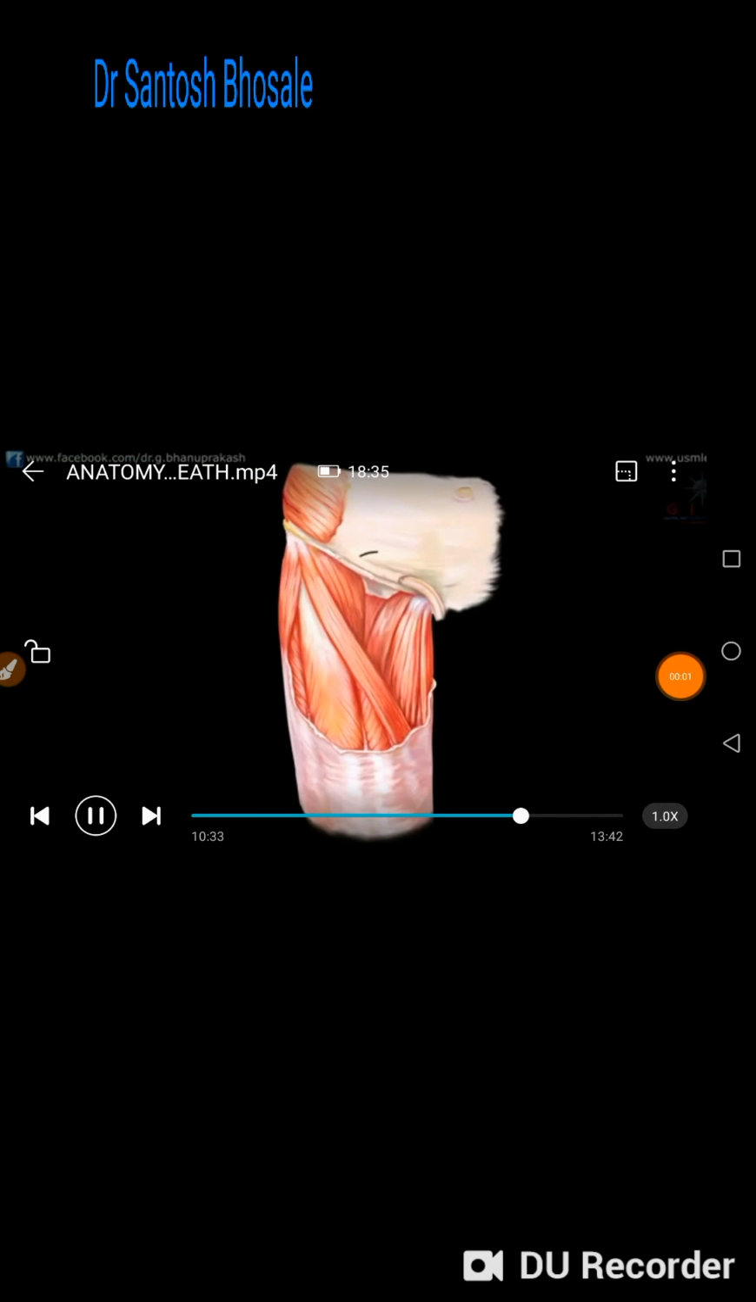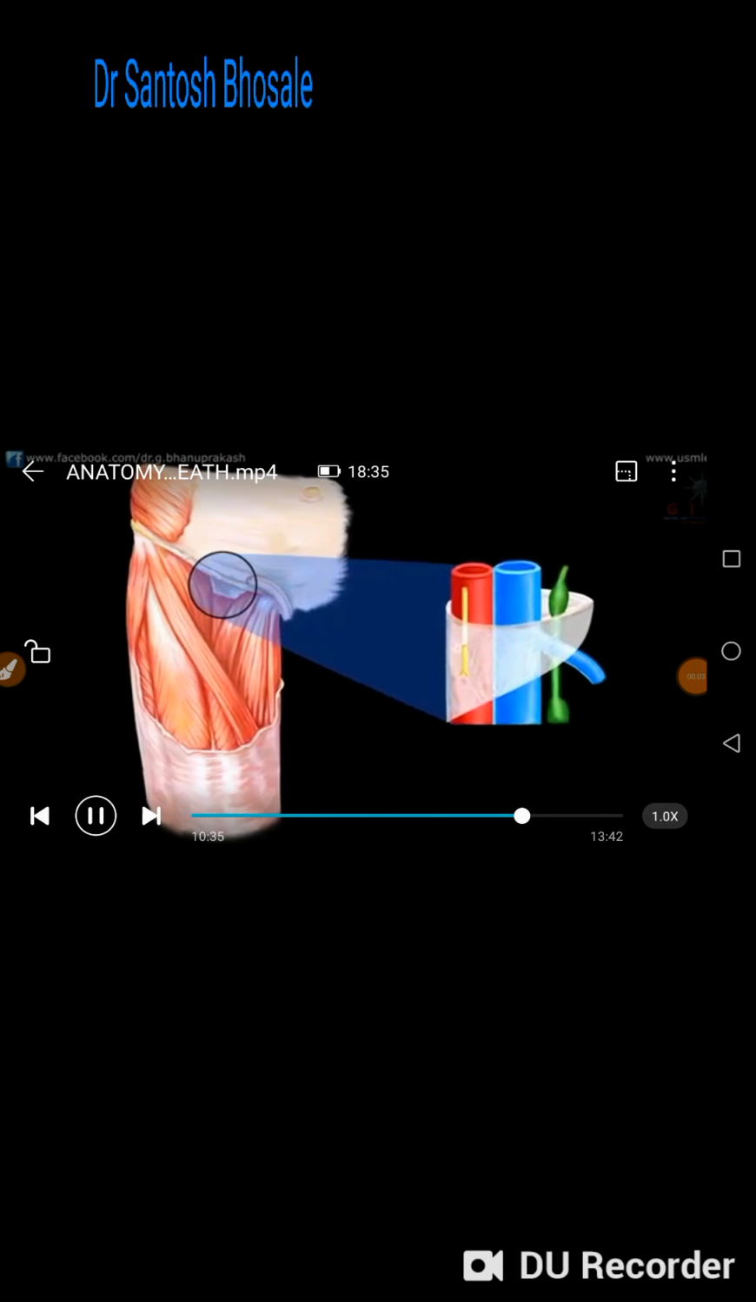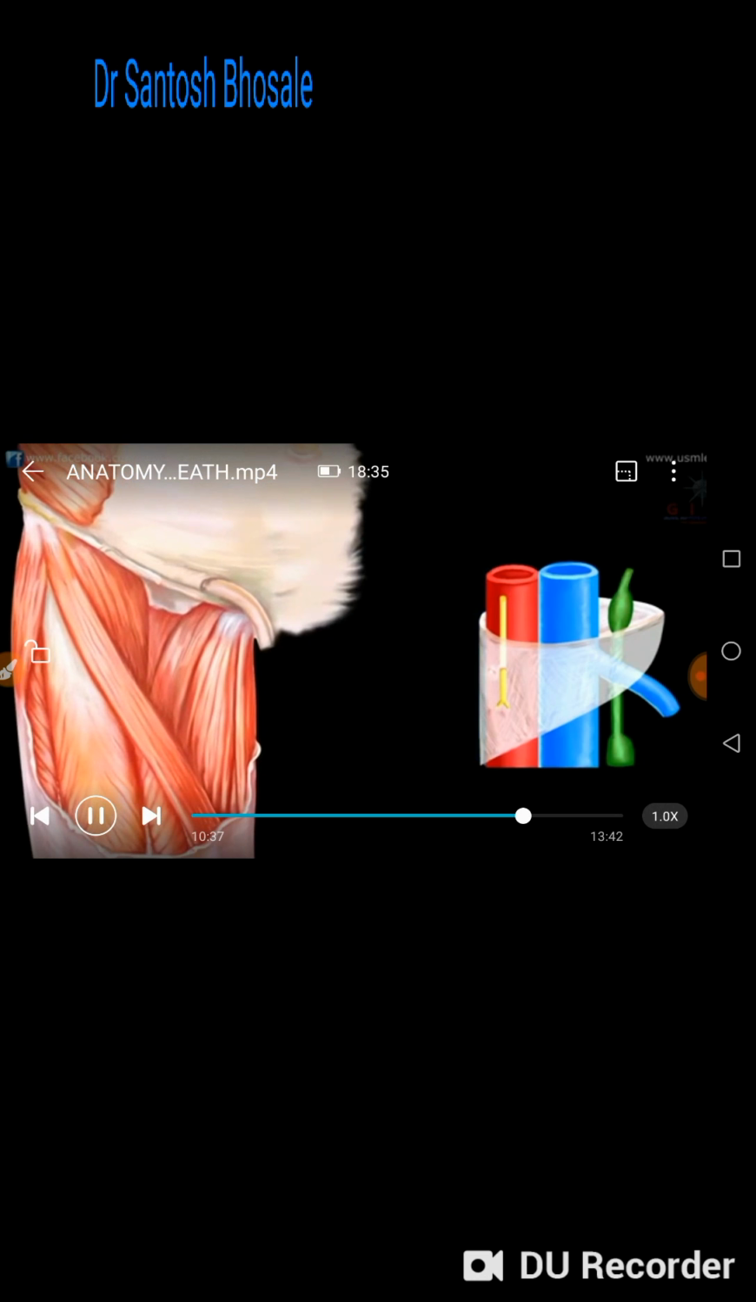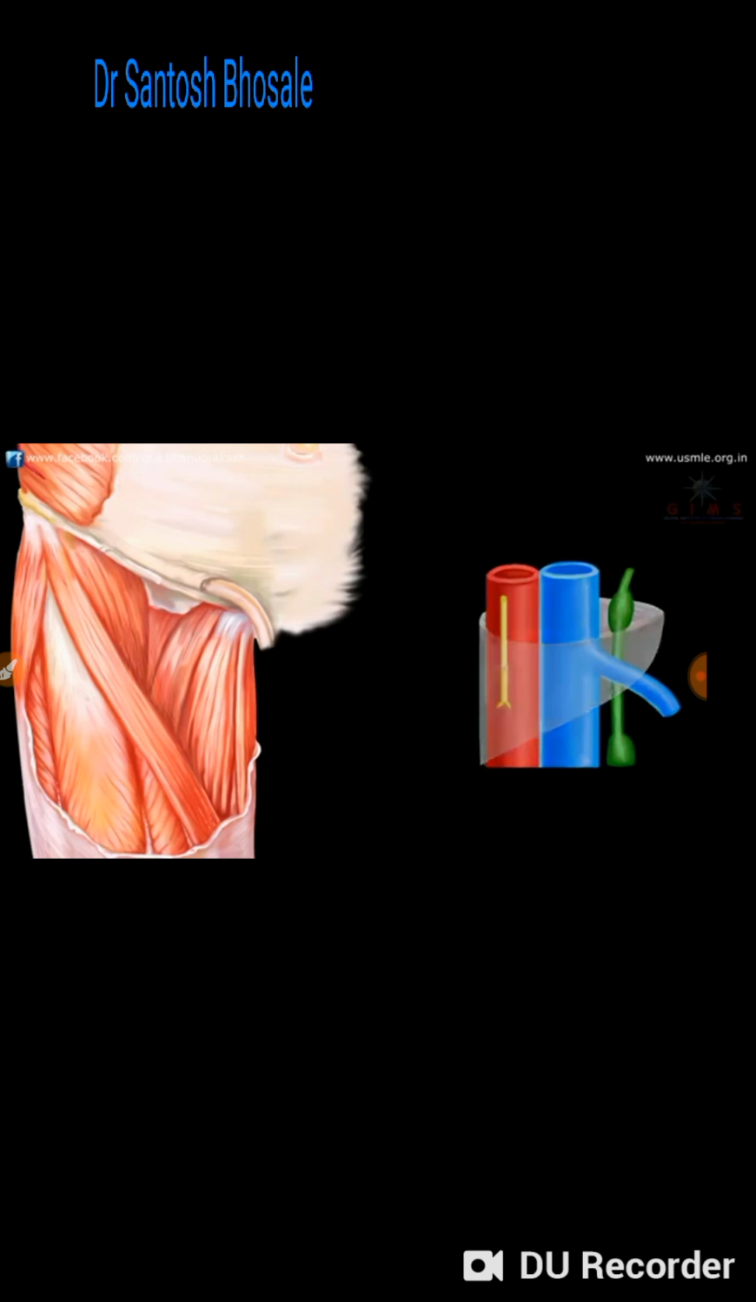Again we can see the femoral sheath here. That is the femoral sheath, a funnel shaped sleeve of the fascia, 3 to 4 centimeter, covering the upper 3 to 4 centimeter of the femoral vessels like a sleeve.